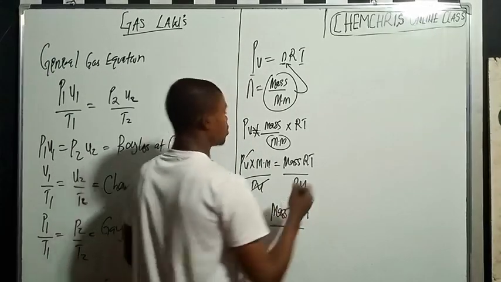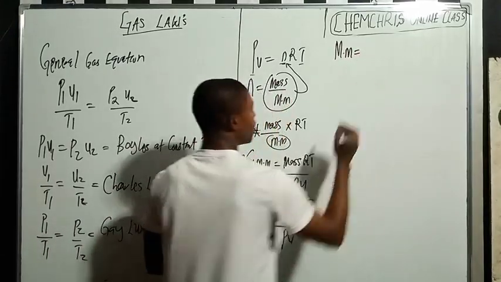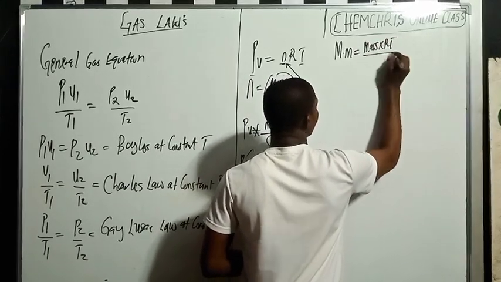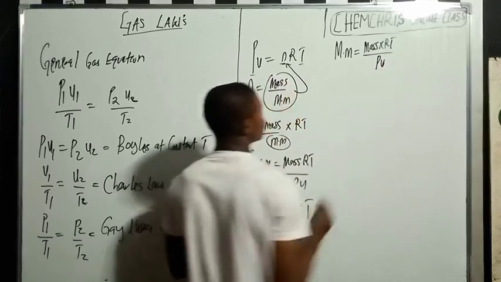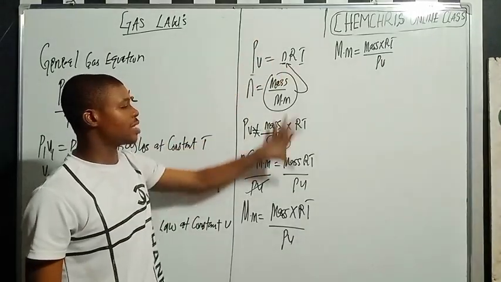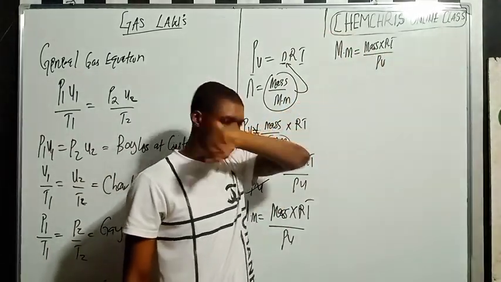So you need to write it down. Molar mass equals mass times RT over PV. This is the formula you need to take note of. This is the ideal gas equation, and I'm breaking it down to get molar mass: molar mass equals mass times RT over PV.